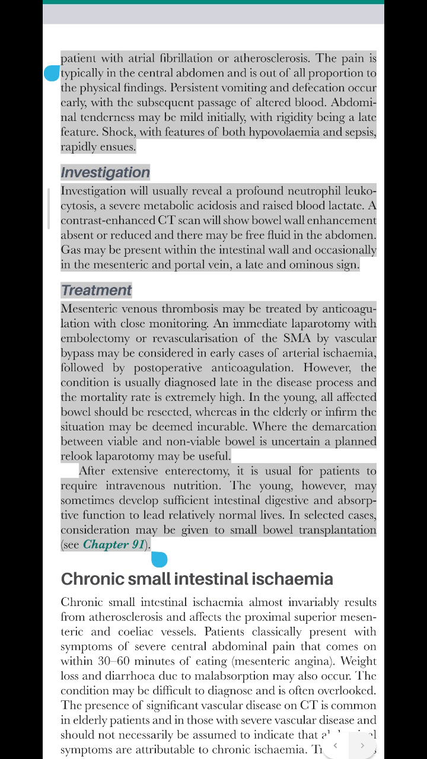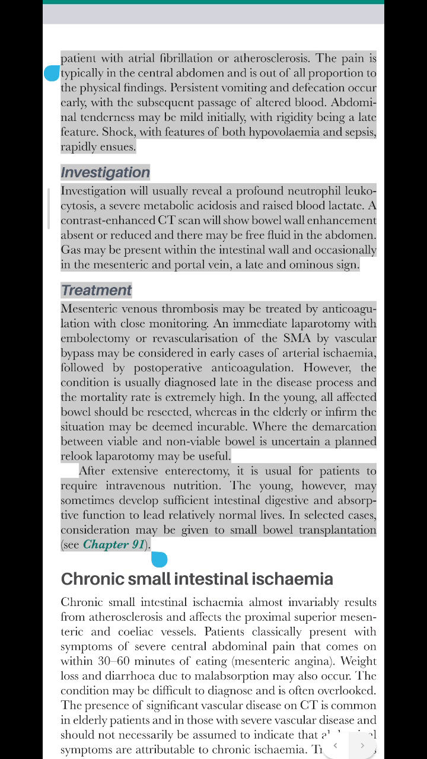Investigation will usually reveal a profound neutrophil leukocytosis, a severe metabolic acidosis and raised blood lactate. A contrast-enhanced CT scan will show bowel wall enhancement absent or reduced, and there may be free fluid in the abdomen. Gas may be present within the intestinal wall and occasionally in the mesenteric and portal vein, a late and ominous sign. Treatment: mesenteric venous thrombosis may be treated by anticoagulation with close monitoring.